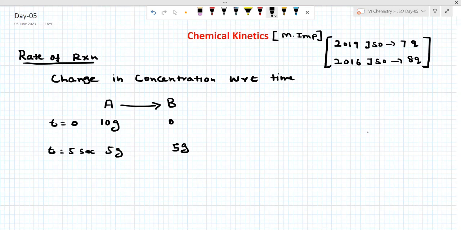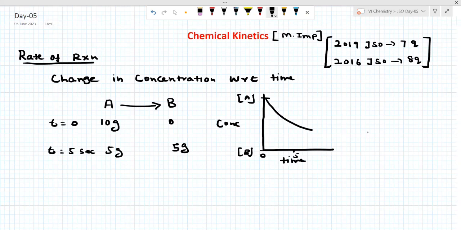That is a rate. Now I am going to plot the graph between time versus concentration, where time is 0 second to 5 second. At 0 second, what is the concentration of A? 10 gram. This is the A concentration, and B is 0. As time increases, A concentration decreases and B concentration increases. This is the rate of disappearance, and this is the rate of formation. Now, what is the rate of formation?